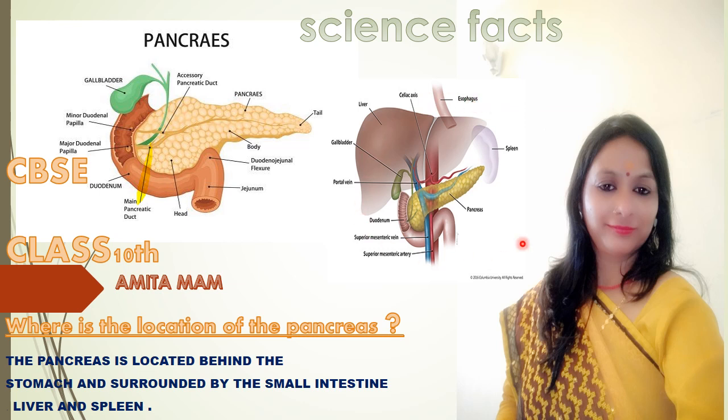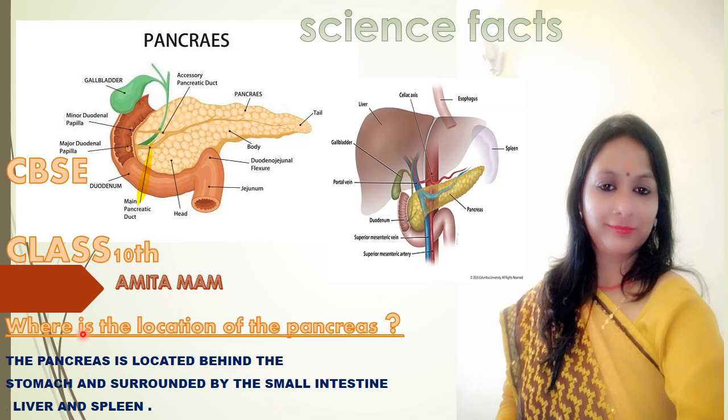This is a diagram of the pancreas. Another diagram of the pancreas. This is the spleen, esophagus, pancreas, liver, gallbladder, portal vein, duodenum. This pancreatic duct connects to the duodenum. The duodenum is the shortest segment of the small intestine. This is the duodenum, superior mesenteric vein and superior mesenteric artery.